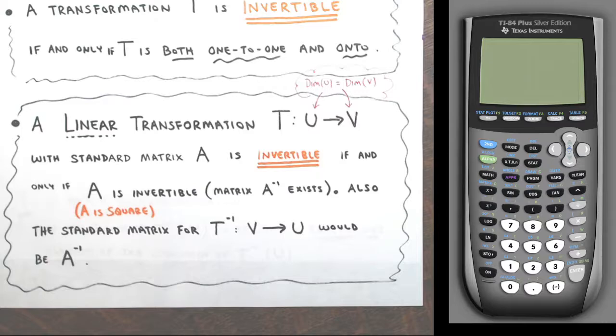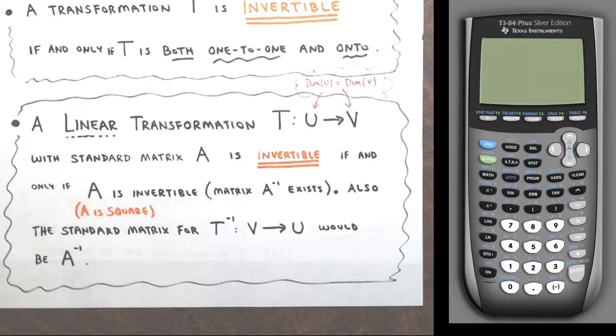Now, if it is invertible, meaning matrix A inverse does exist, the standard matrix for the inverse linear transformation, T inverse from V to U, would just be A inverse. That simple.